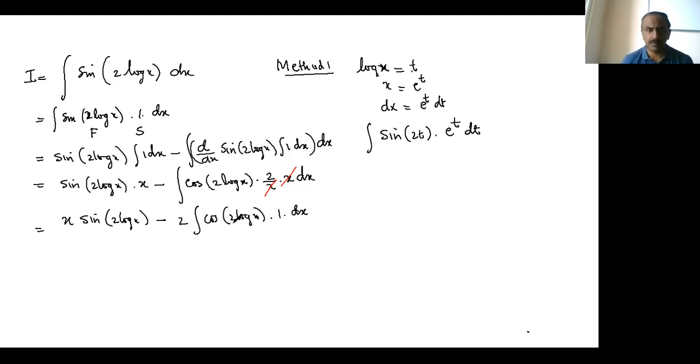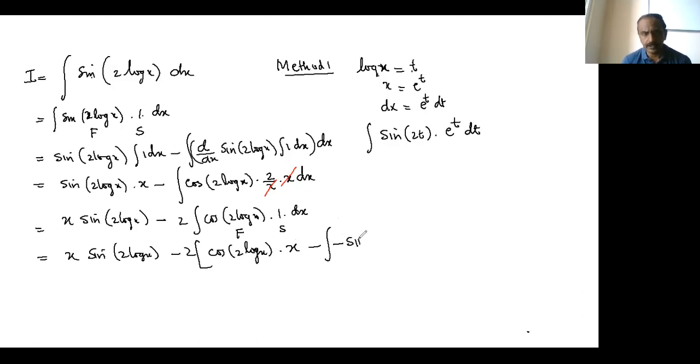Again, once more, I'll apply integration by parts so that I come back to sine. So again, this is first and the second. This time I'm going to integrate directly. x into sine of 2 log x minus 2, I put a bracket after this. First into integral of second, integral of 1 is x, minus integral of derivative of cos is minus sine 2 log x into derivative of 2 log x into integral of 1 whole into dx. So I'll cancel this again.